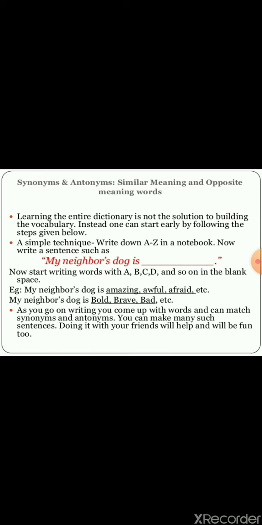So as you go on writing, you come up with words and can match synonyms and antonyms. You can make many such sentences. Doing it with your friends will help, and will be fun too. For example, you are not feeling good. It's so simple to say. If you replace the word good with another word.